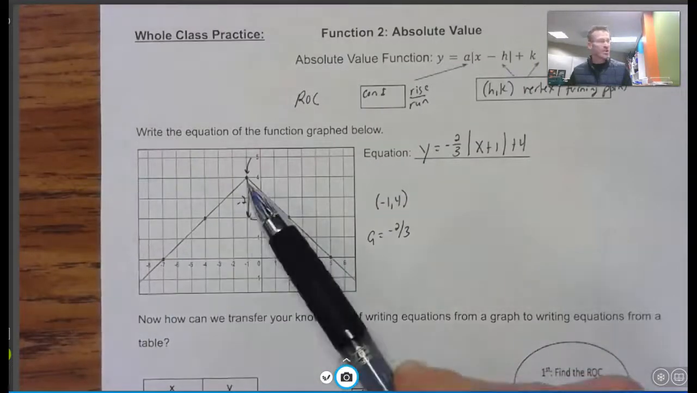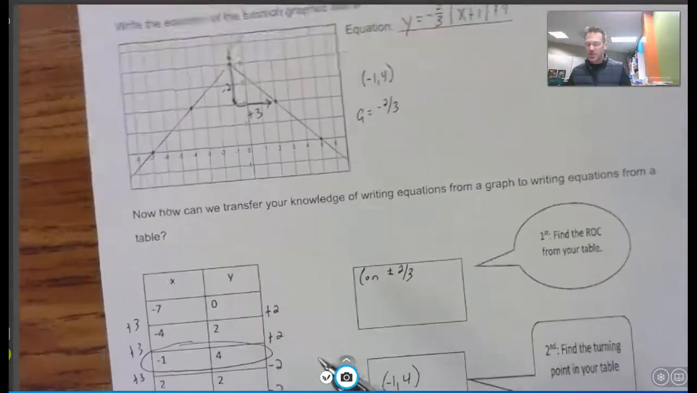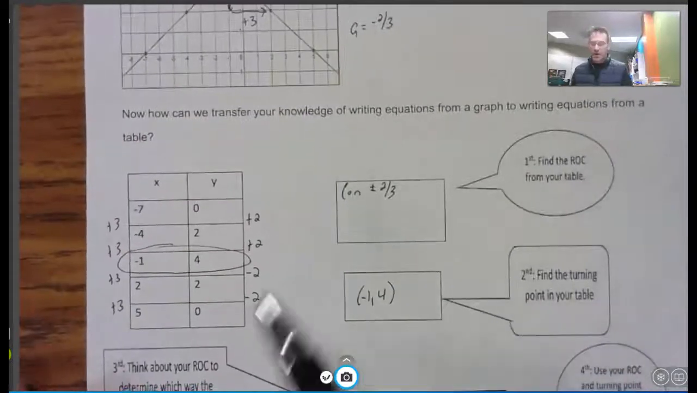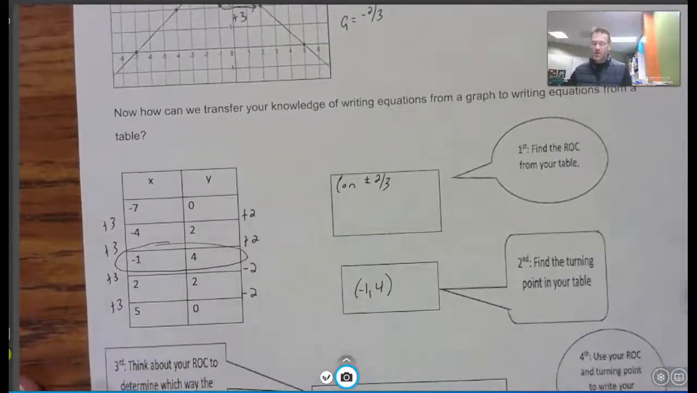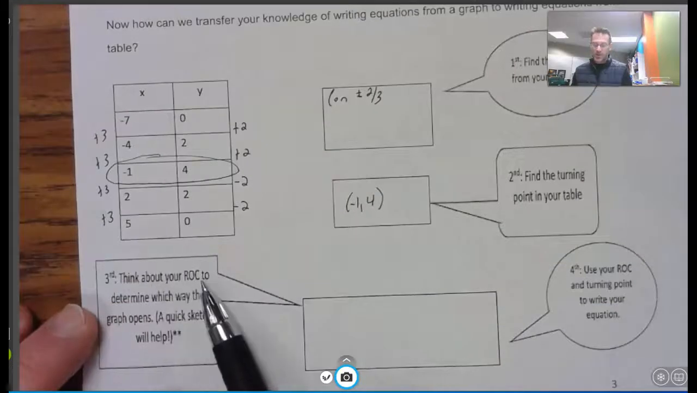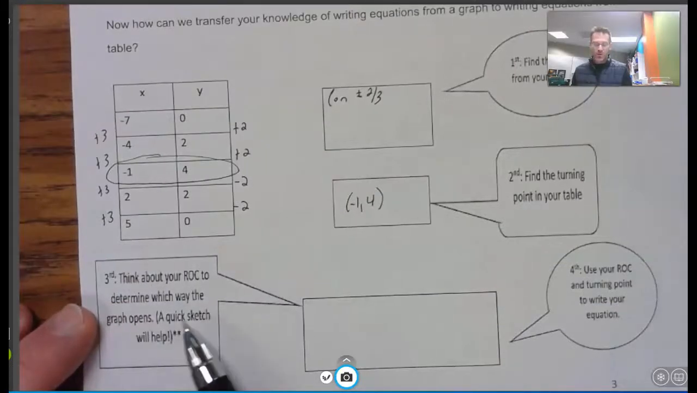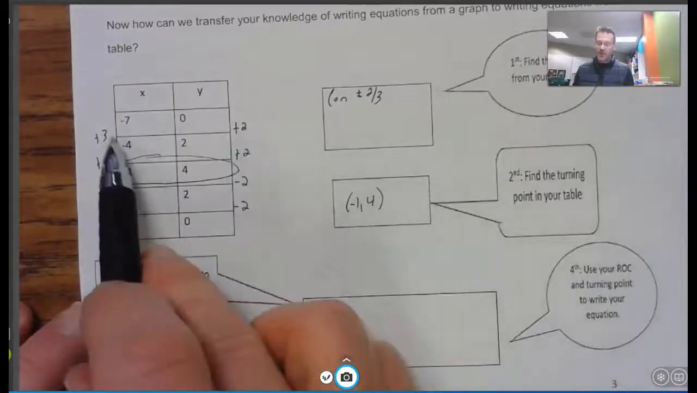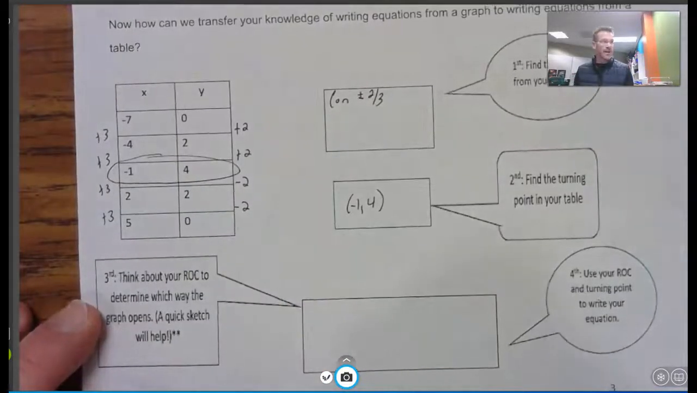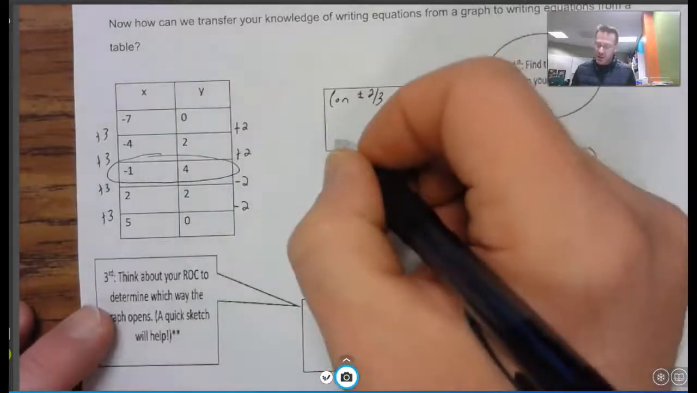So we have a positive rate of change and then a negative rate of change. When I look at my table, notice I start with the positive rate of change. When we talk about this part, think about the rate of change to determine which way the graph opens, and a quick sketch will help. Notice I have a positive 2/3, a positive 2/3. What that is telling me is that it's going to go up first.